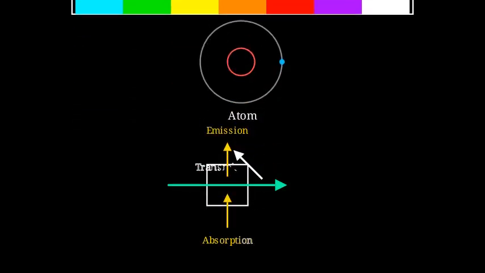When light meets matter, 4 things can happen. Emission, matter gives off light. Absorption, matter takes in light. Transmission, light passes through. Reflection or scattering, light bounces off. A rose looks red because it reflects red light. Blue glass looks blue because it transmits blue light.